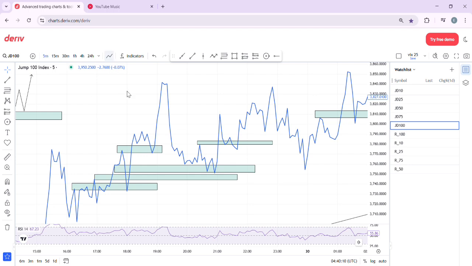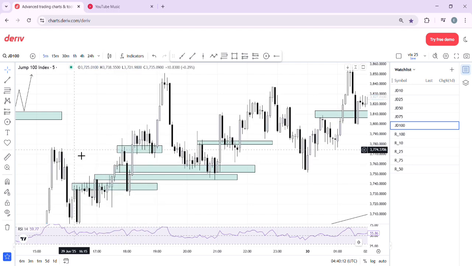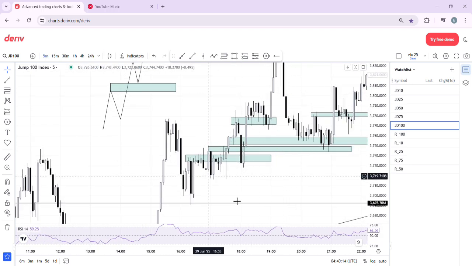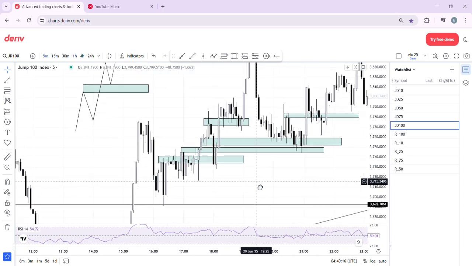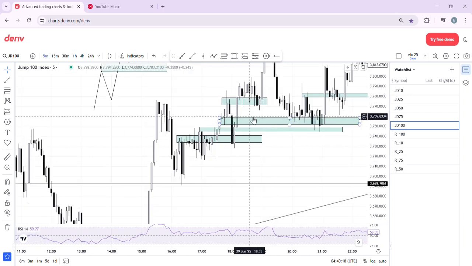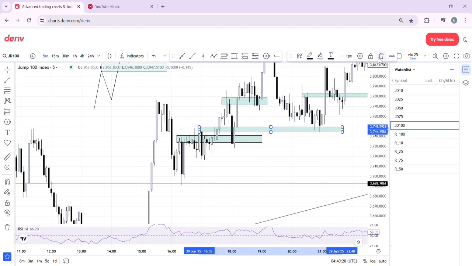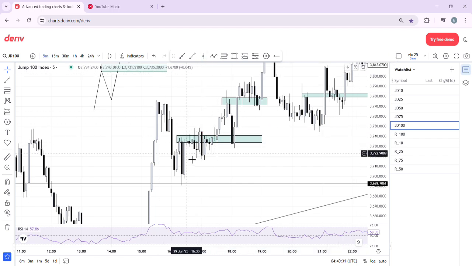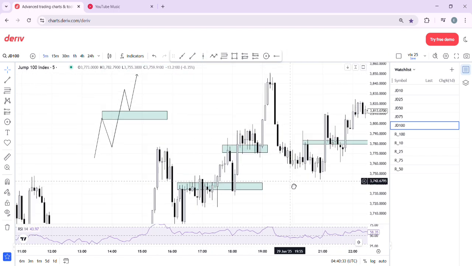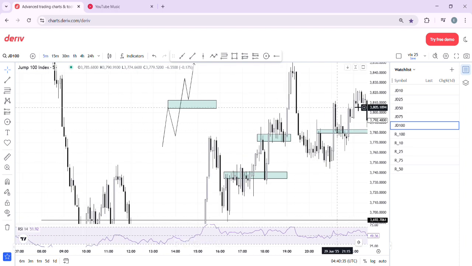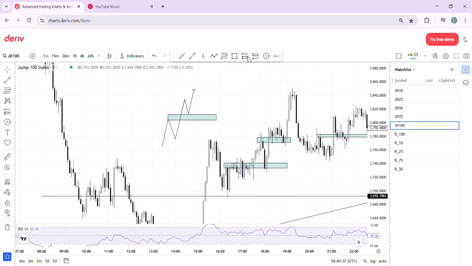So let's go to the line chart and see the reactions. Boom. Can you see the reactions from these areas? Let me delete this. Can you see this broken, retested back? Let me just delete this one so you see it. Can you see price broke, retested back, then off of here, I'd have taken my trade when I see this resistance zone.